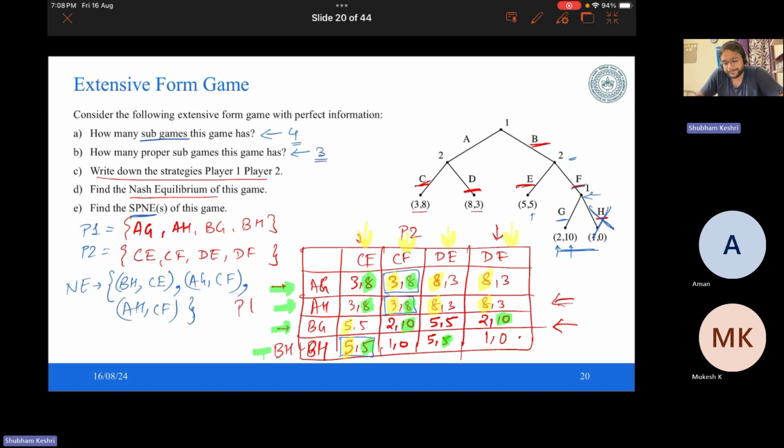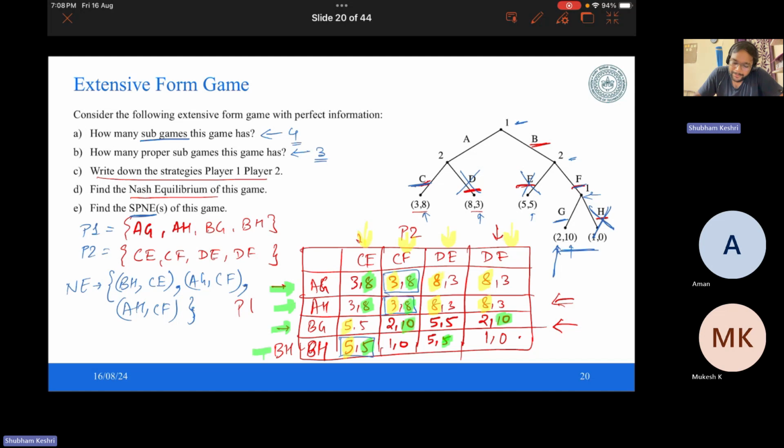Is this alright? And not E, player 2. At this node, player 2 will get 8 and at this node he will get 3. So he will not play D, he will play C. Now player 1 knows that player 2 is rational and therefore he knows that when player 1 is playing B, then player 2 will play F and player 1 then has to play G and he will get a utility of 2.